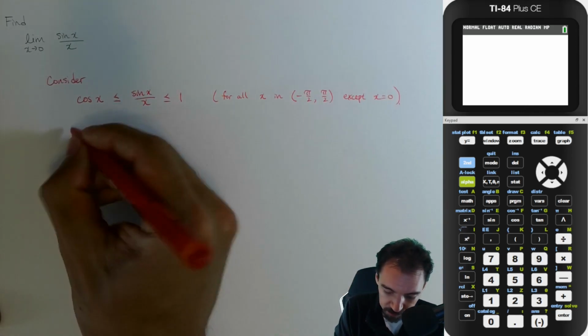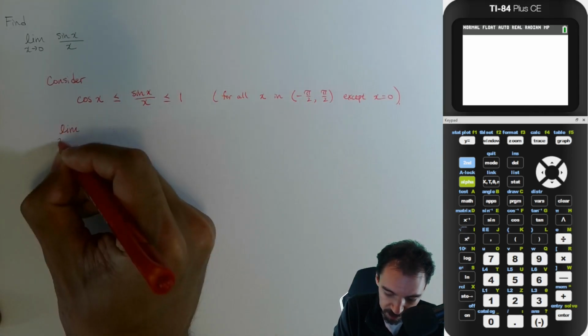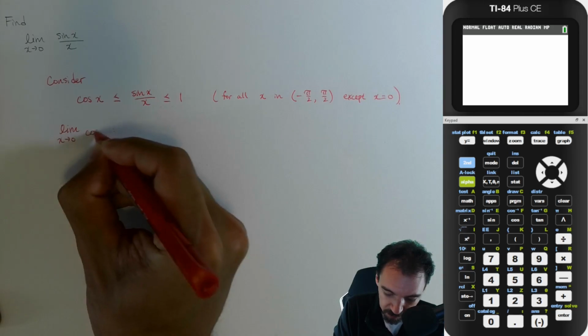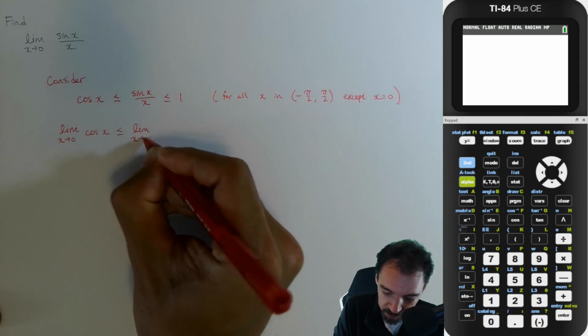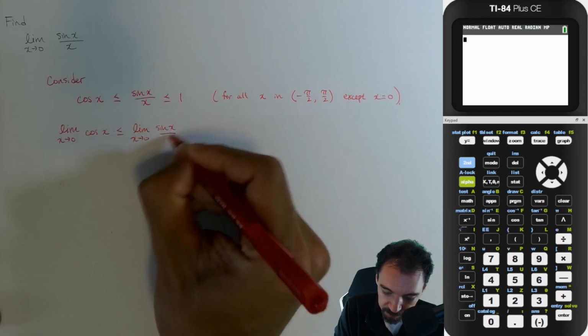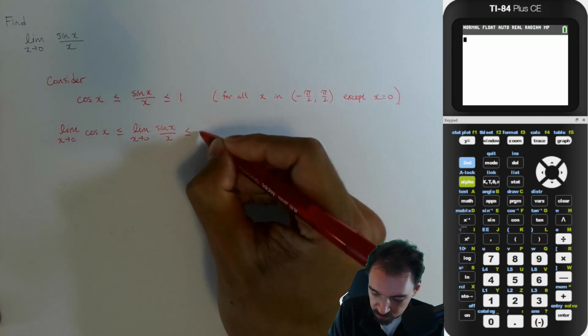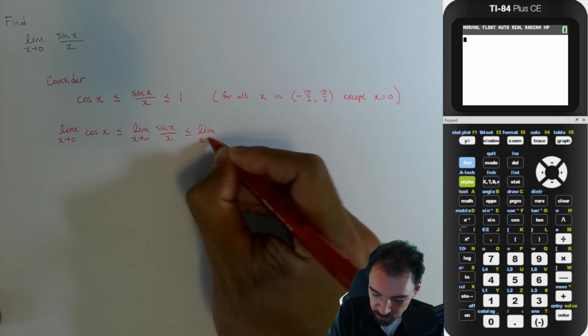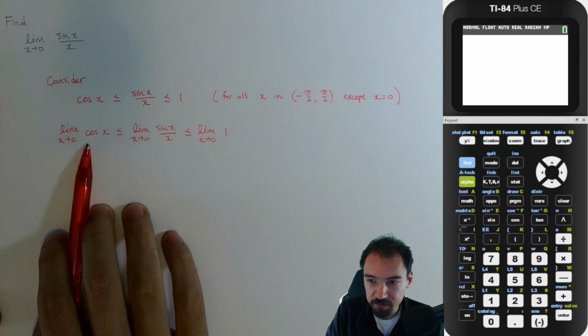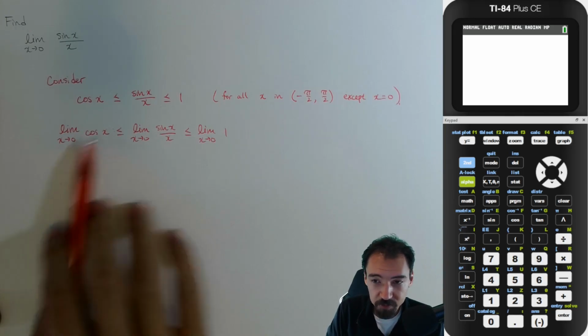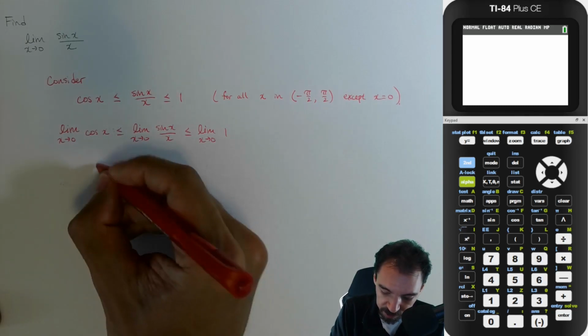So how do we do this? We write the limit as x approaches 0 of cosine of x is less than or equal to the limit as x approaches 0 of sine of x over x, which is less than or equal to the limit as x approaches 0 of 1. That is a continuous function. Never actually proved that to you, but kind of like with sine, trust me, bro. So I can just plug 0 into cosine of x, and I get 1.